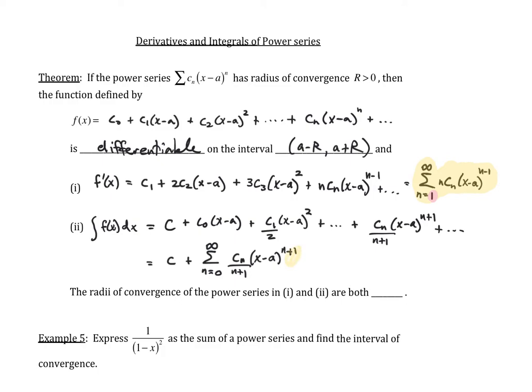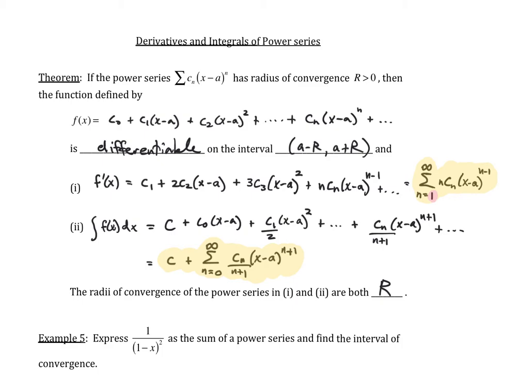So let me shade in this final answer here. I'm going to be sure to shade the plus c. You don't want to forget that the antiderivative gives a whole family of functions. Regardless, the last component of our theorem is that the radius of convergence, since we have two new series here, the radii of convergence of the power series in both 1 and 2 are both equal to R.